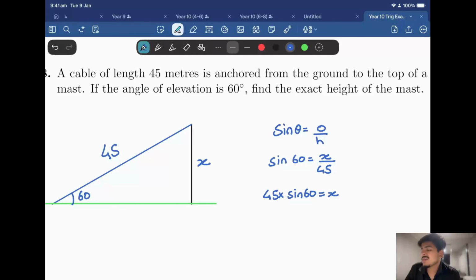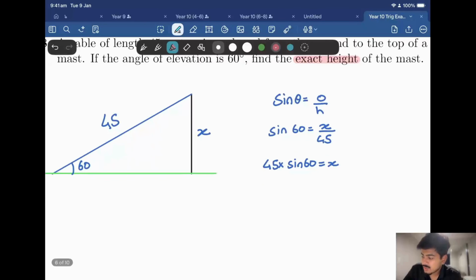That's 38.97. The question asks you to find the exact height, so technically, if you do it in decimals, it's incorrect, but I will accept it, just because in year 10 they're not as harsh with this, but later on they'll be very harsh. So I'll show you how to do this.